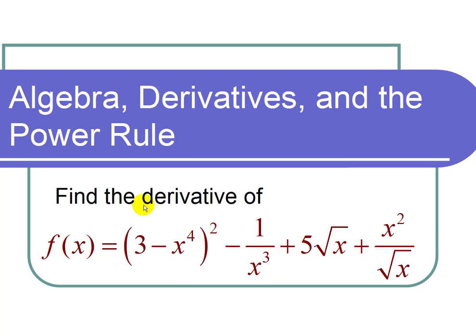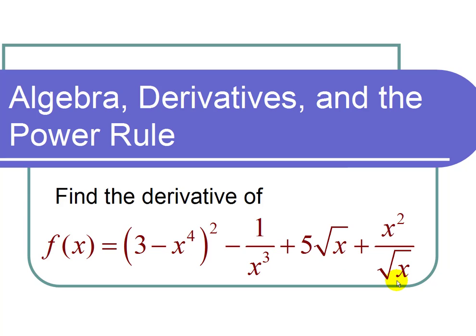This is a video of using algebra and the power rule to find a derivative. The question states, find the derivative of f of x is equal to the quantity 3 minus x to the fourth squared minus 1 over x cubed plus 5 times the square root of x plus x squared divided by the square root of x.